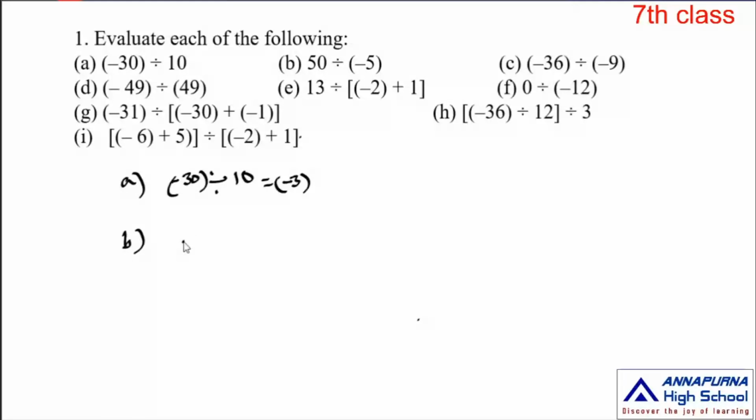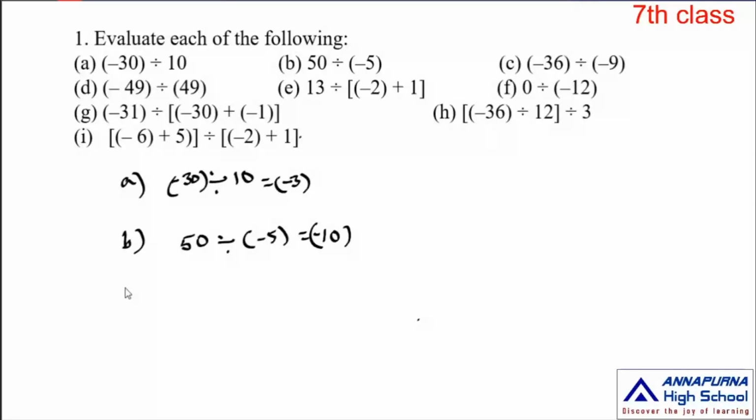These are the small bits. So 50 divided by minus 5. Here also we are dividing a positive integer by a negative integer. That means the quotient of a positive by a negative gives negative only. In 50, 5 goes 10 times. Therefore it is minus 10. So by observing these two, negative by positive or positive by negative gives negative only.